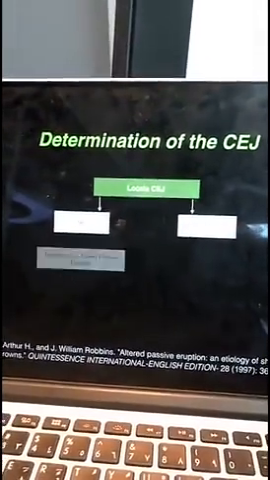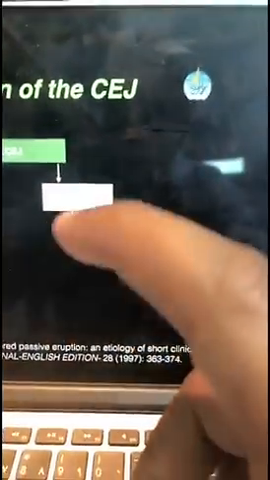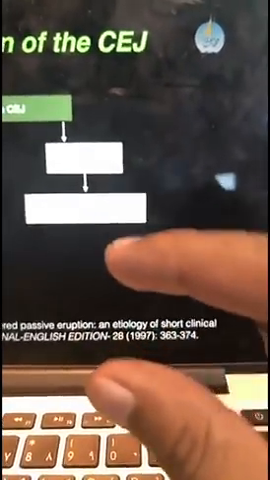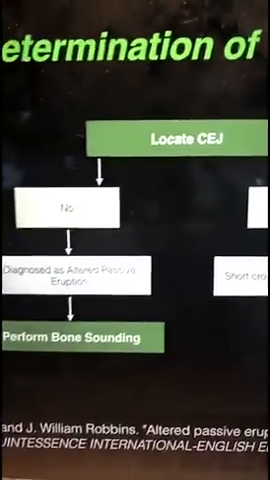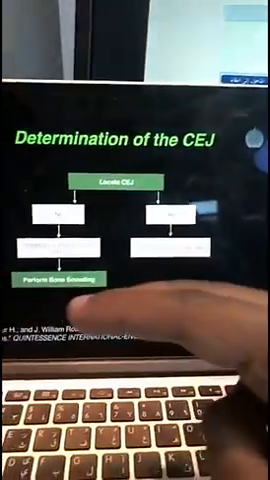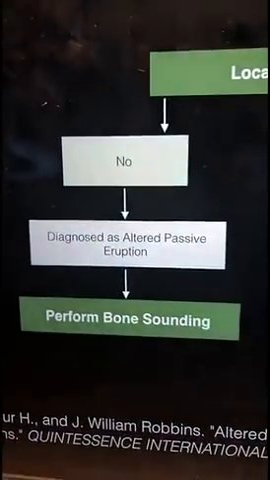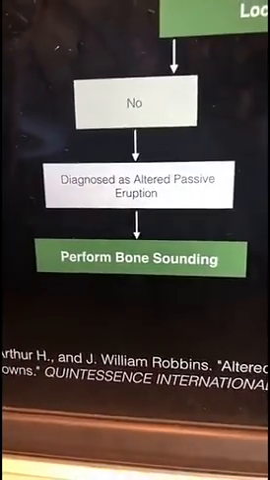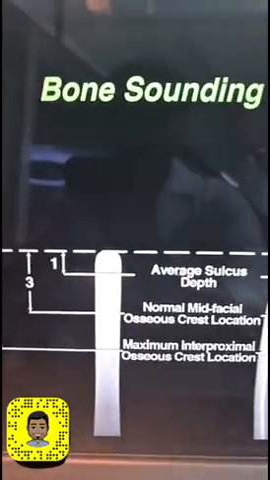So, I have to determine my CEJ before I determine the bone level. If you can feel the CEJ with an explorer, that means the short tooth size you're seeing is because of incisal wear. If there is no CEJ, that means the CEJ is below the bone and you have a short crown. You immediately make a diagnosis as altered passive eruption. So the next logical step is to perform bone sounding. Is that clear? Bone sounding.